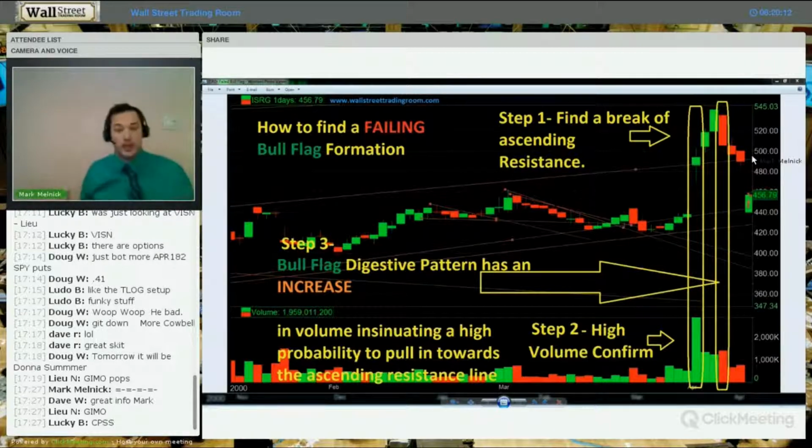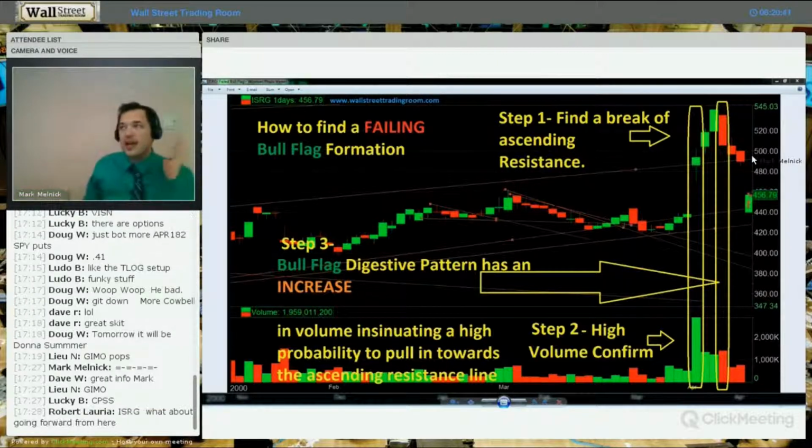How do you know if these stocks are ready to pull down? Now, nothing is 100%, of course, but when you're able to see the elevated volume on the digestive pattern with the red bar, not with the green bar, I'm saying don't short ISRG at $530. Don't short ISRG at $540. But when it pulled down to the 510s and it showed you that red bar with the high volume, that was the conviction to short it. That was the conviction to get in.